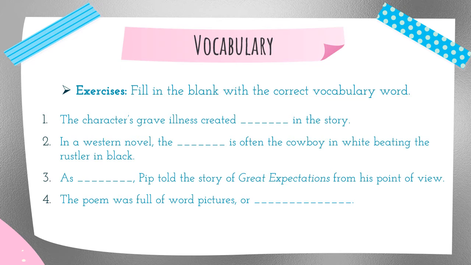Okay, let's see how you did. Number 1, the character's grave illness created pathos in the story. You feel sorry for the character because he's very, very sick. Number 2, in a Western novel, the motif is often the cowboy in white beating the rustler in black. Number 3, as narrator, Pip told the story of Great Expectations from his point of view. And number 4, the poem was full of word pictures or figures of speech.